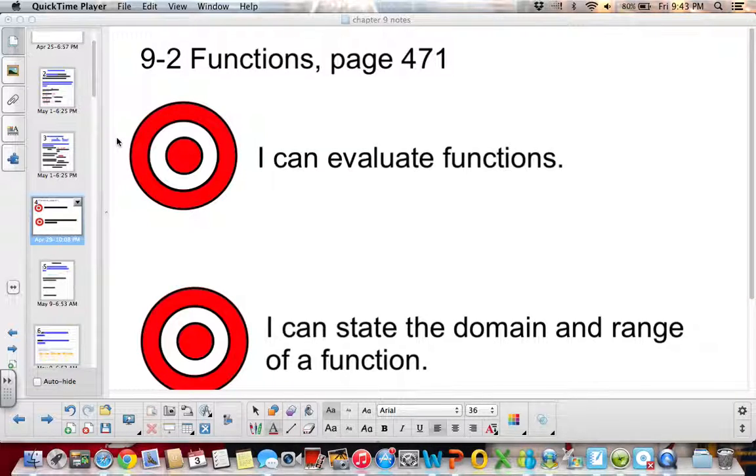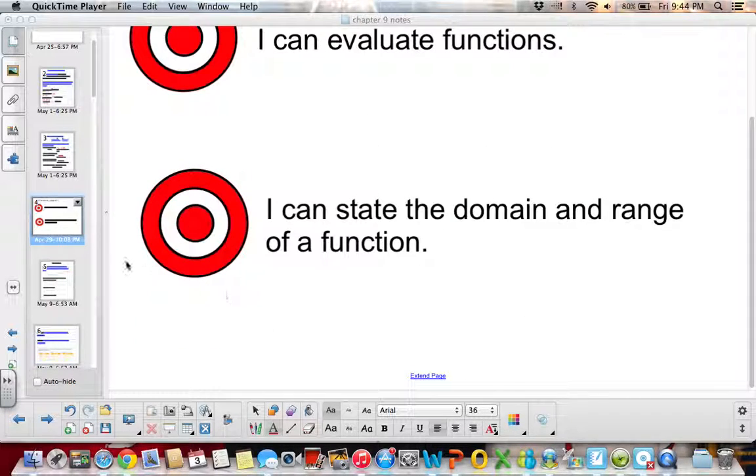Hi, 7th graders. We're on lesson 9.2, which is on functions, and it starts on page 471. Our learning targets are evaluating functions and being able to state the domain and range of a function.